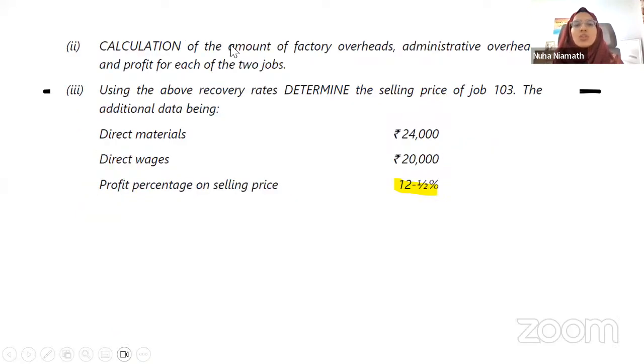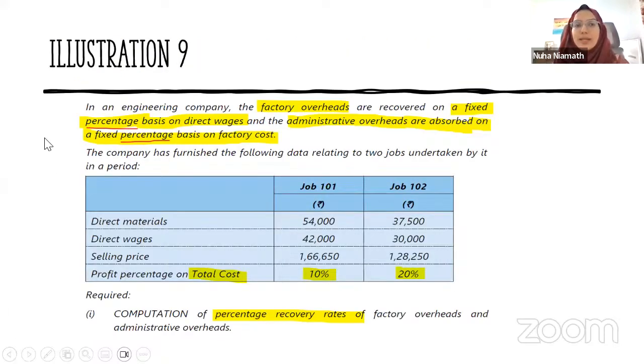The next thing is calculation of the amount of factory overheads, admin overheads, and profit for each of the two jobs. Using the above recovery rates, determine the selling price of job 103 with this additional data being direct material 24,000, direct wages 20,000, profit percentage on selling price 12.5%. Okay, so lots of information. Let's break it down. The first paragraph is talking about the basis on which the predetermined overhead rate will be calculated.